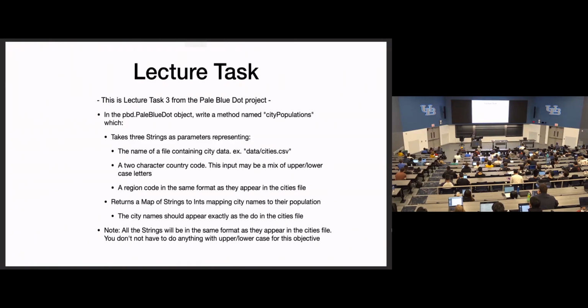But the lecture task we have to talk about. So the lecture task today, city populations. We're going to use a lot of these things that we just learned. So write a method named cityPopulations, which takes 3 strings. The first is the file name of the cities.csv file. The second is a 2-character country code, which can be a mix of upper and lowercase.